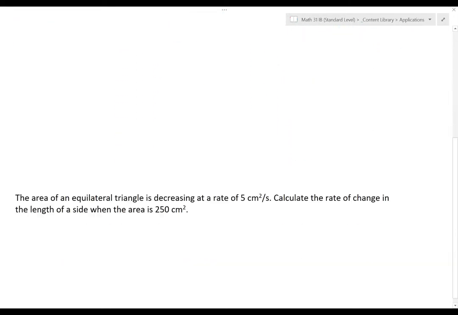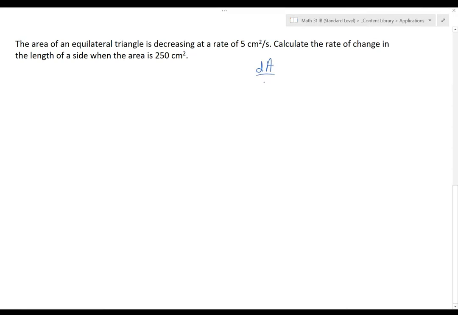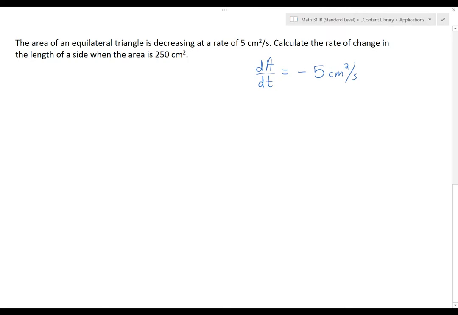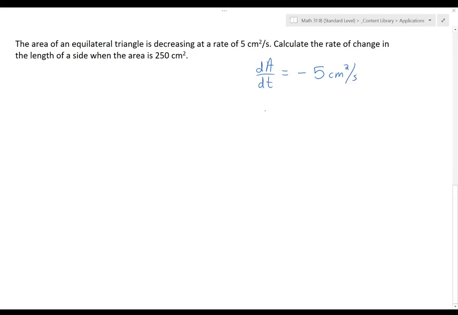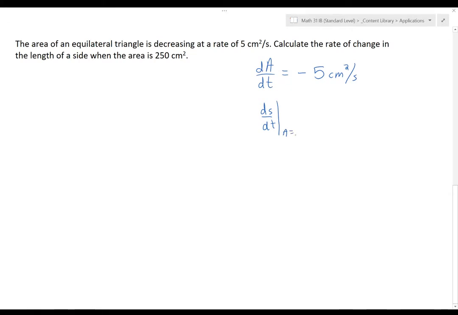All right, let's look at another example here where it's a little more complicated maybe to come up with the equation. So we have the area of an equilateral triangle decreasing at a rate. So I'm going to say dA/dt, the decrease in area, is negative 5 centimeters squared per second because it is a decrease. So I want the rate of change of the length of a side. Now, if the area is decreasing, the length of the side is also decreasing. So I should get a negative rate here. I want ds/dt at the moment that the area is 250. This is what I'm looking for.